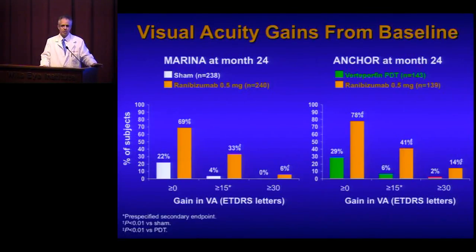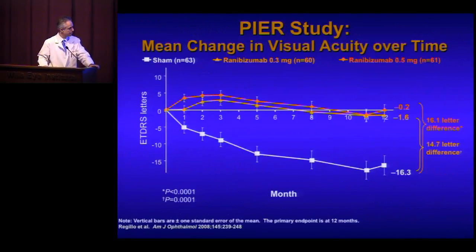So if on average you're entering this study at 20/80 or 20/100 and gaining 3 lines, you're going from moderate vision loss to pretty good vision. In fact, 40% of the patients in this study ended up 20/40 or better. It's remarkable compared to what we were living before that. So we knew from the very beginning, geez, monthly injections for life, that's going to be quite an impossible task for us and our patients.